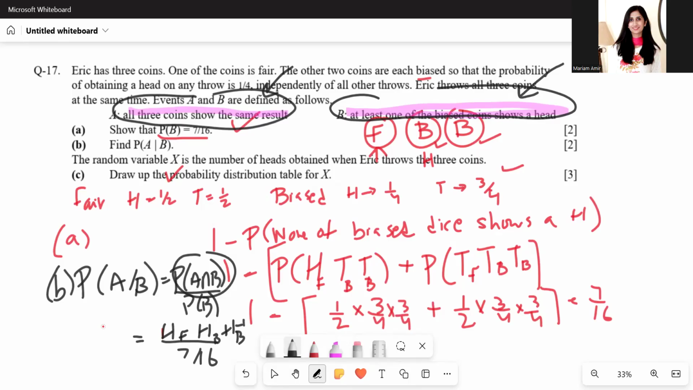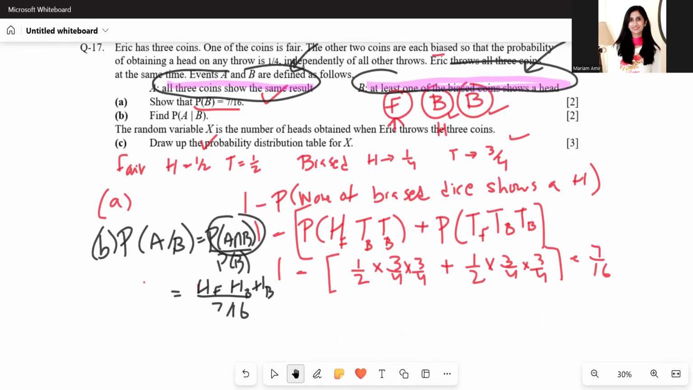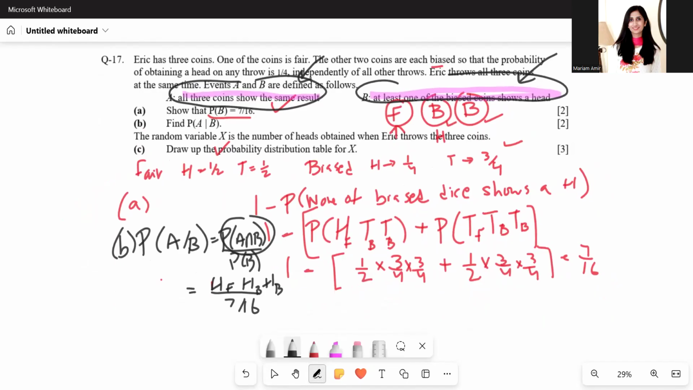Okay, so this would give us half times, head for the first biased coin, 1 by 4, another 1 by 4, divided by 7 by 16, which gives us 1 over 14.